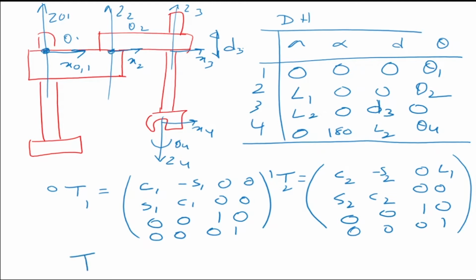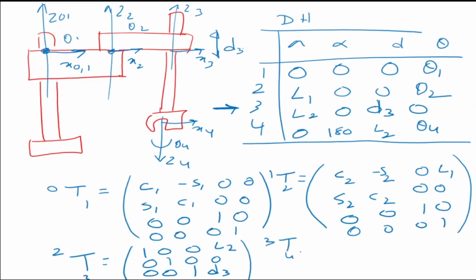Okay. What about the third one? T2 to 3, the third matrix, is going to become, if you look here, there is no theta there. The variable is d3. So as there is no theta, there cannot be a rotation. So this will be an identity matrix, 0, 0, 0, 1, and L2, 0, d3, and 1. That's my third matrix, and the fourth one is T3 to 4, which is given by cos theta 4, minus sin theta 4, minus sin theta 4, minus cos theta 4, 0, 0, minus 1, 0, 0. This is 0, 0, 0, and it is 0, 0, minus L2.